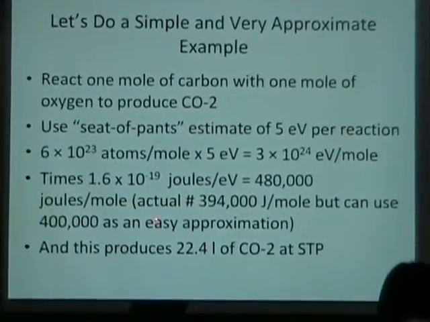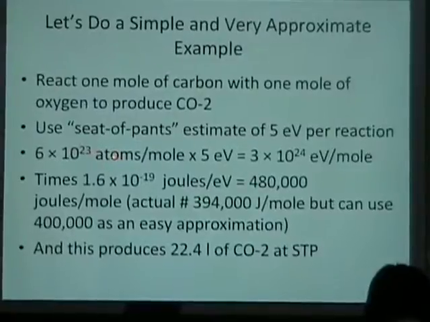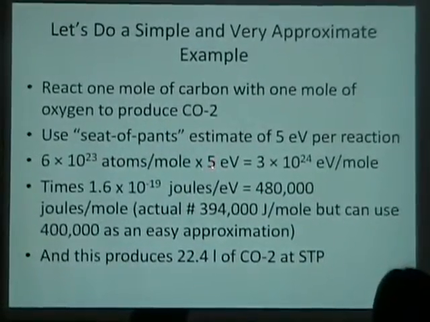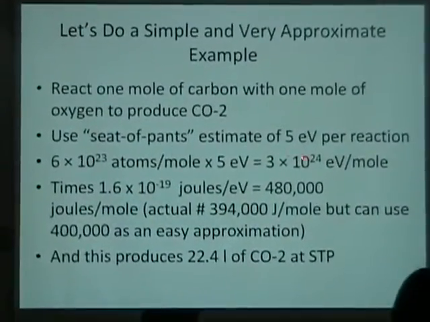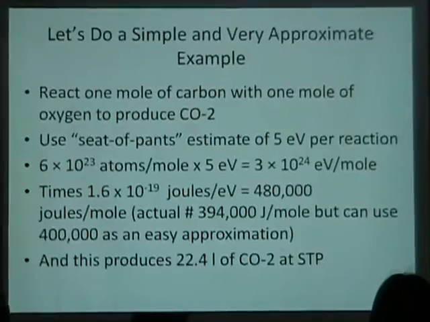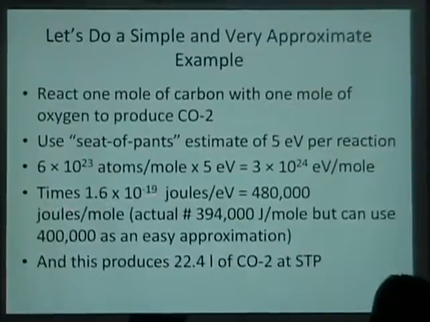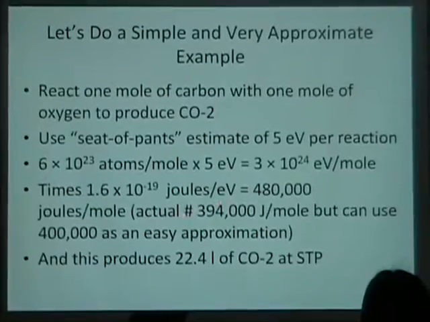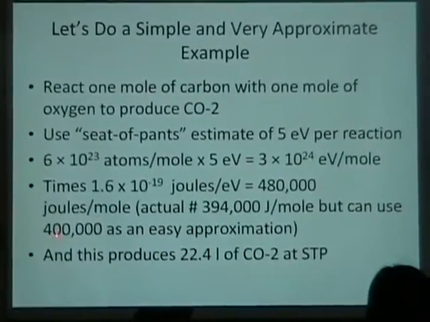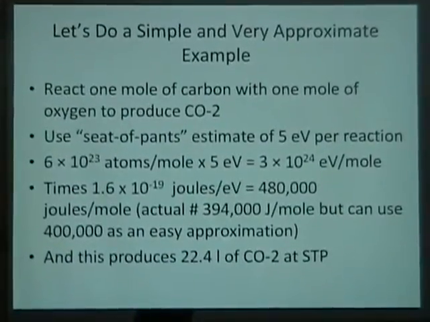Now we come back to one of those numbers that I mentioned at the beginning, good old Avogadro's number. In a mole, we're going to have basically that many atoms, and we're going to have them reacting with about 4 or 5 eV or so per atom. Come up with a number like 23 times 10 to the 24th electron volts for each mole of that material reacting. And we multiply that again by the charge on the electron, and the joules per electron volt, and we end up with a number like 400,000 joules per mole. Very quick and easy approximation.